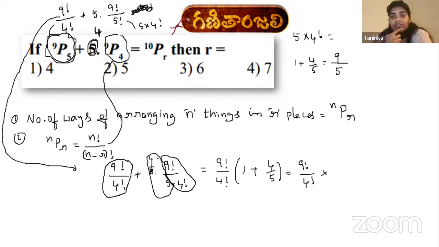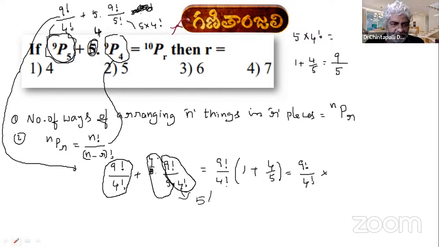Sir, but one second. Sir, isn't it 5 times 5 factorial for the second one? Where is the 5 times 5 factorial? 5 is in the numerator. Here it's 5 factorial, no, sir? Yeah, that's good. You are right. Very good. There is a mistake in it.